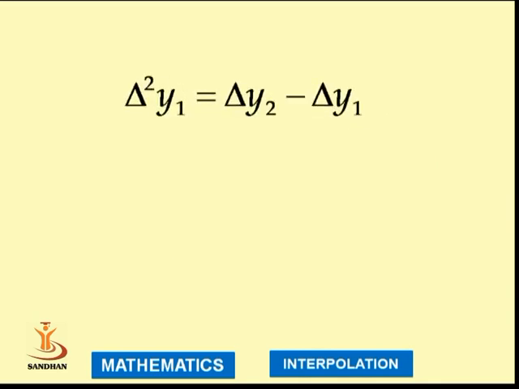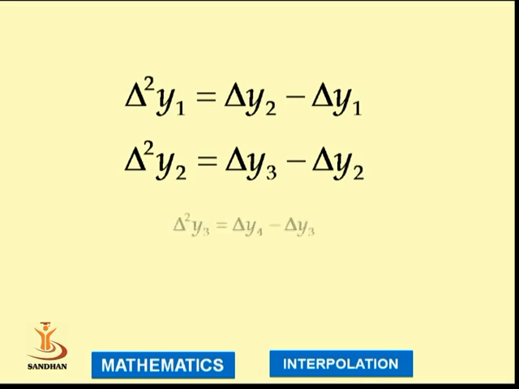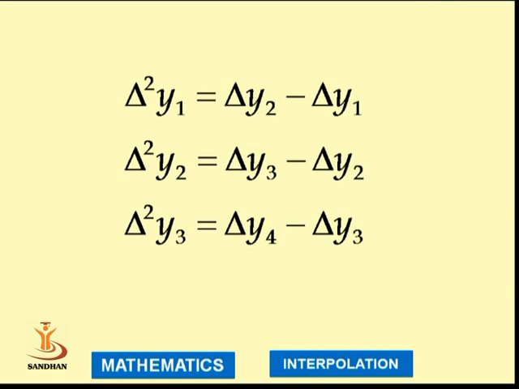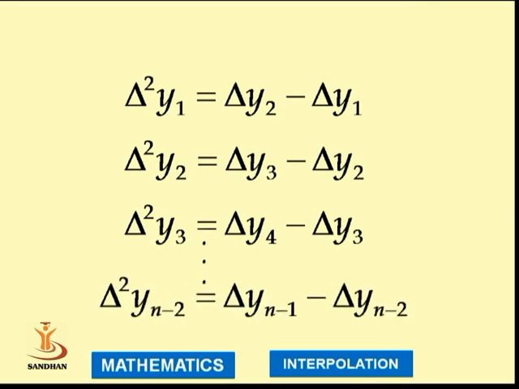So delta 2y1 is equal to delta y2 minus delta y1. Delta 2y2 is equal to delta y3 minus delta y2. Delta 2y3 is equal to delta y4 minus delta y3. So on and so forth. Delta 2yn minus 2 is equal to delta yn minus 1 minus delta yn minus 2.